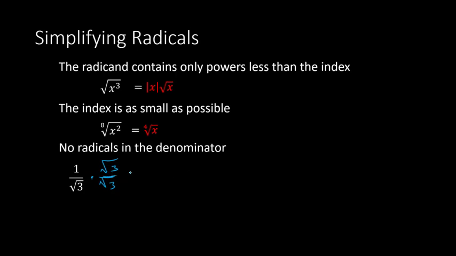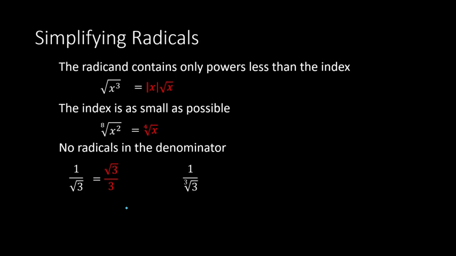When you multiply the numerator, we have 1 times square root of 3, which is the square root of 3. And the denominator, when you have the square root of 3 times the square root of 3, that gives you the square root of 9, which would be 3. So this can be written as the square root of 3 over 3. And we see that typed up right here.